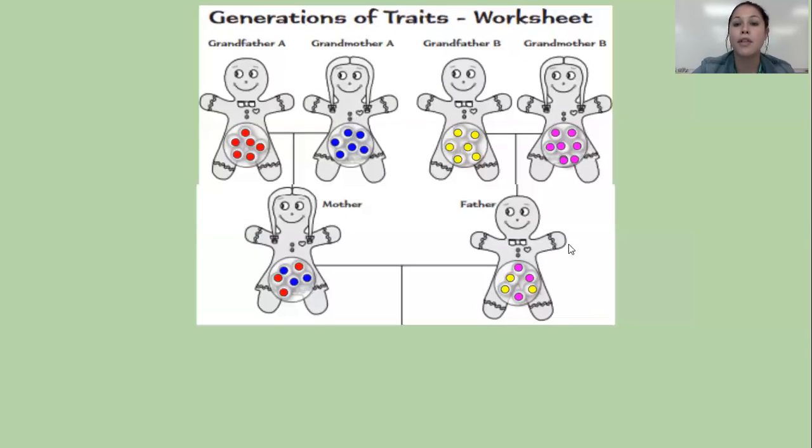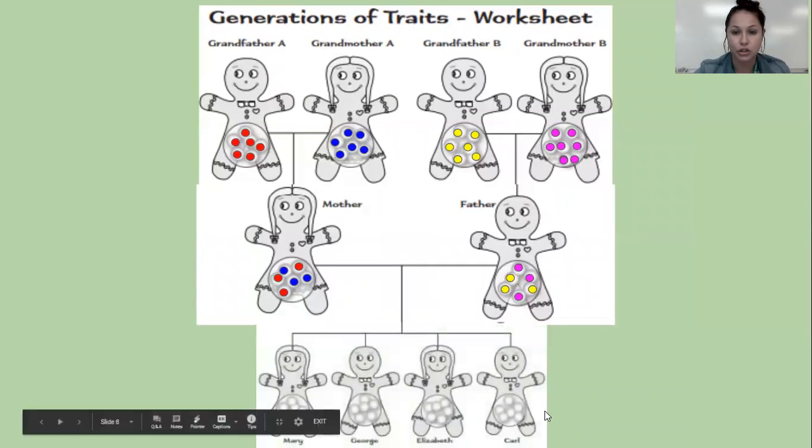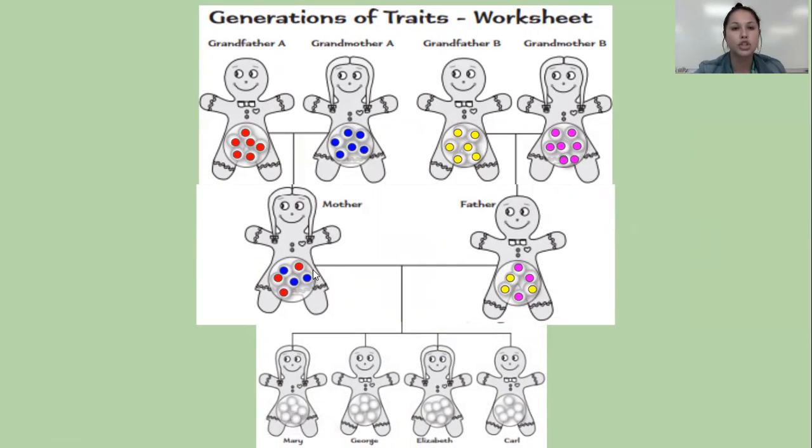Now, when the mother and father have their 4 children, they are going to randomly, so without choosing which ones, get 3 traits from mother and 3 traits from father. So what I did was I put these color of dots in a cup and I picked them out randomly. And here's what I got.